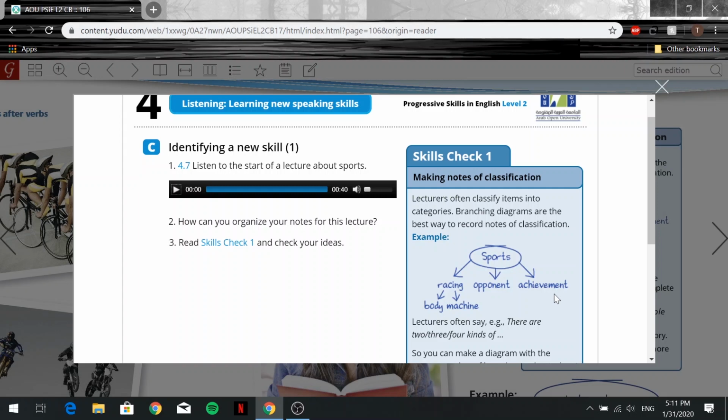Okay, what should you write on the branches themselves? On the branches, you should write the topics or the categories. Okay, and what do you write under each category? You could write subcategories or examples if there are no subcategories. Okay, pretty good so far.